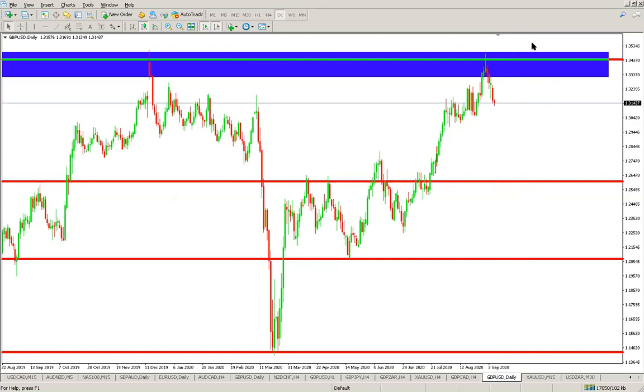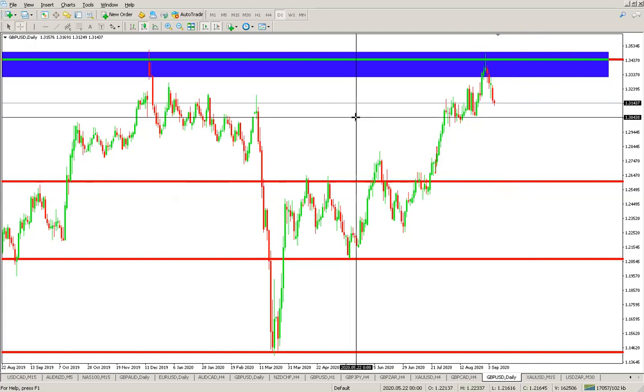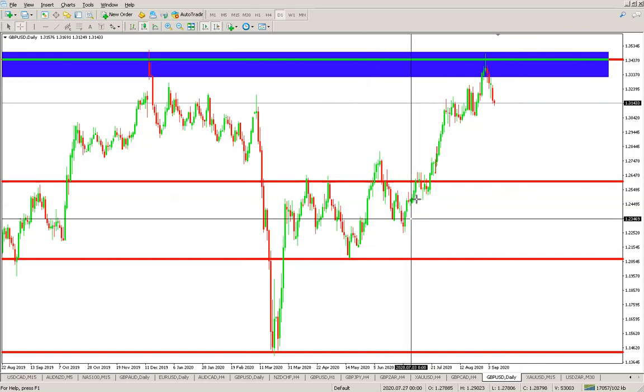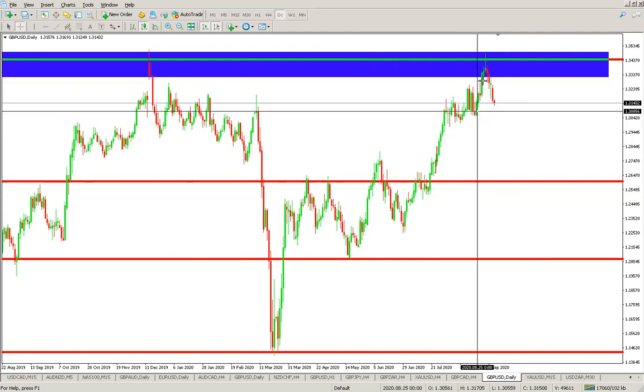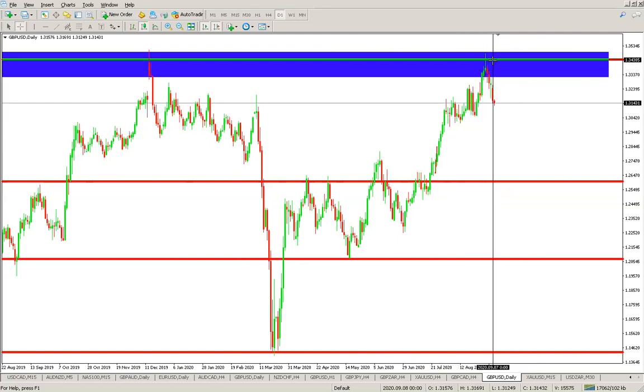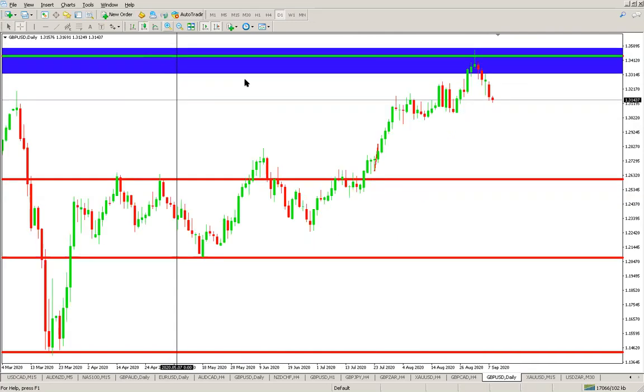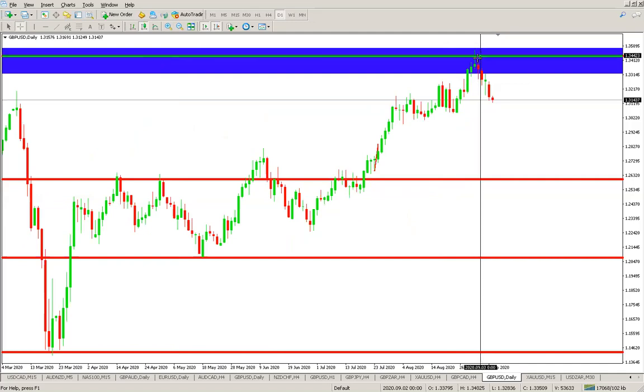Let me just remove that. Perfect. As you guys can see, the market has been giving us a rally to the upside. We have a rally to the upside, again and again. But now the market cannot go any further over here because why? It ran into a zone that we call our resistance zone.